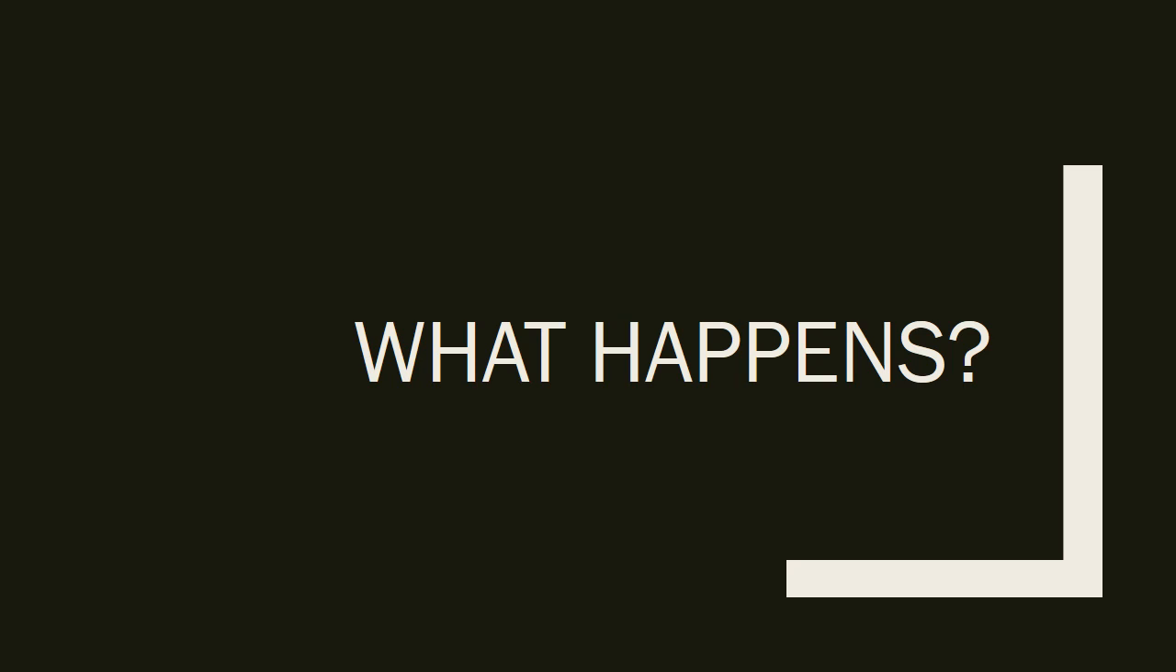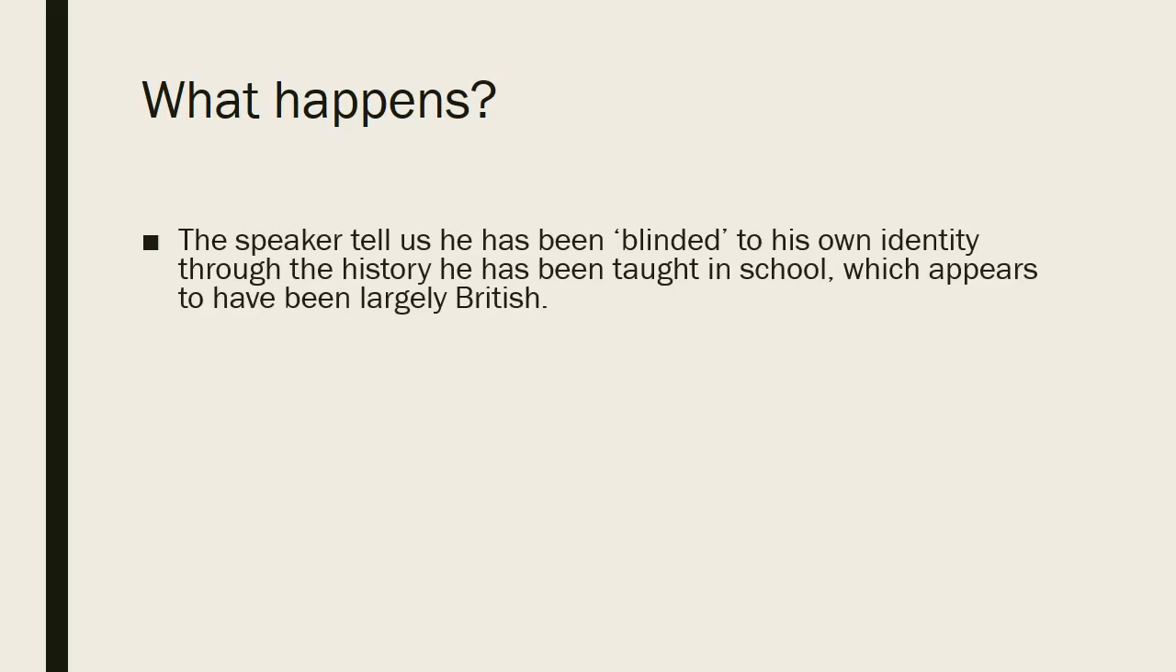So let's think what happens in here. As we noted, in the 1960s, with the British curriculum being taught, a lot of students were being taught British history rather than anything that was particularly relevant to them, and that's John Agard's starting point. So he tells us that he has been blinded to his own identity in this process, okay?